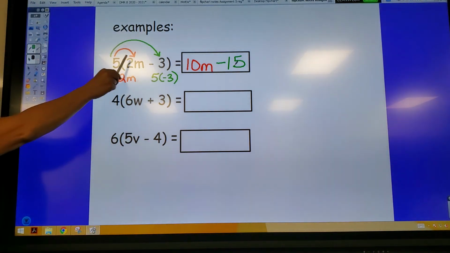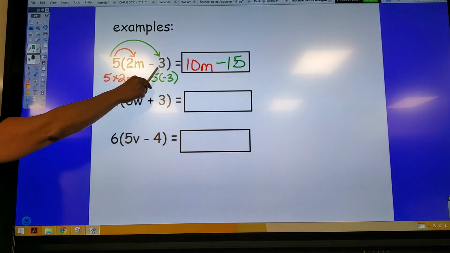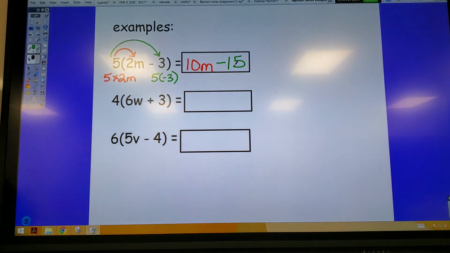Okay, so again, 5 times 2m is 10m. 5 times this negative 3 is negative 15. Questions on that one? I want you to think about it as the negatives, because you were at that stage. My other classes have not even talked about negatives yet.